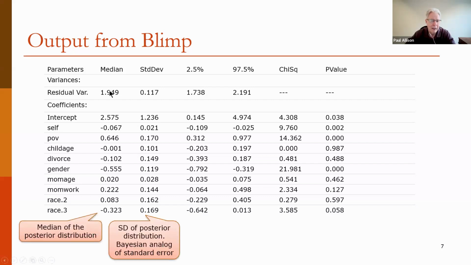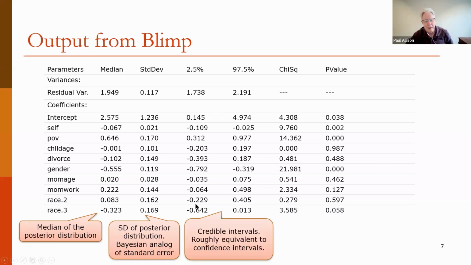Okay, then we have standard deviation. That's the standard deviation of the posterior distribution, and that is roughly equivalent to standard error that we get in a frequentist analysis. Then we get these credible intervals. Okay, and they're like confidence intervals, except they have an easier interpretation. So what we can say is that there is a probability of 0.95 that the true coefficient for self-esteem falls between minus 0.109 and minus 0.025. And that does not include zero. So we could say that we've got significant results at the 0.05 level here. Although, again, this is not a frequentist analysis.